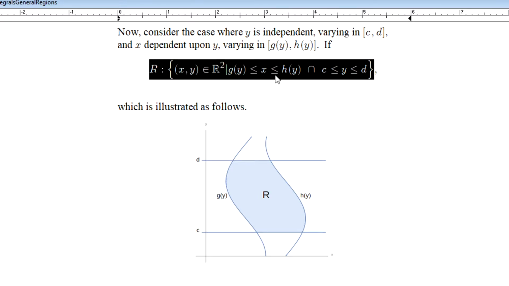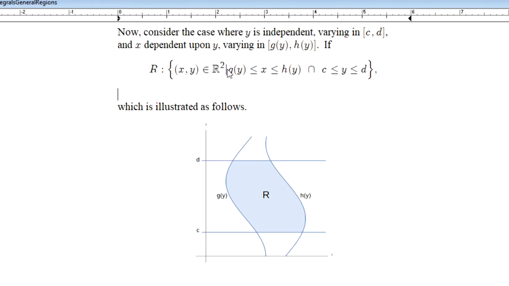In this particular case, R is going to be defined as follows. It's going to have a very similar setup to what we had seen previously, except for now x is going to vary between these functions of y, and y is now going to fall between some constant bounds c and d. And when we think of the illustration here in general, this is the generic illustration of that region R, right?